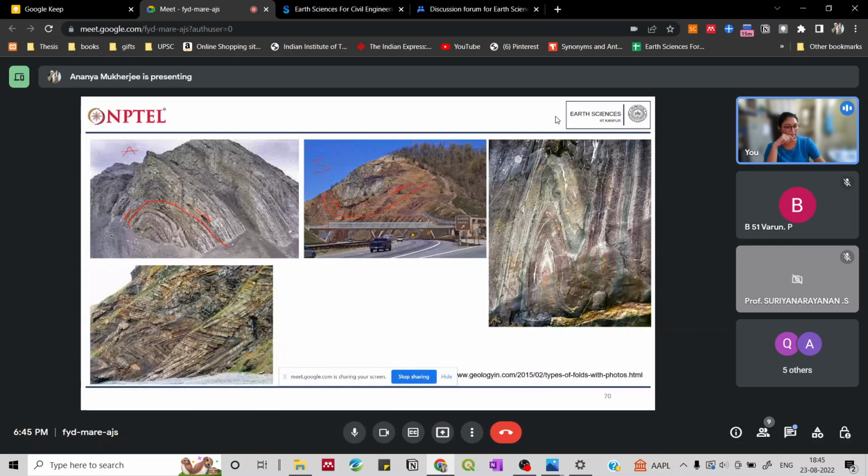Over here we can see that the axial plane is kind of vertical, and the limbs are dipping in the same direction. They are not away from each other or towards each other. So this is an isoclinal fold. Now over here, as I had mentioned before, the crest that we are seeing is sharp. This is your axial plane and this is your fold. So this is a chevron fold. So these are some of the examples that we can see in the field.